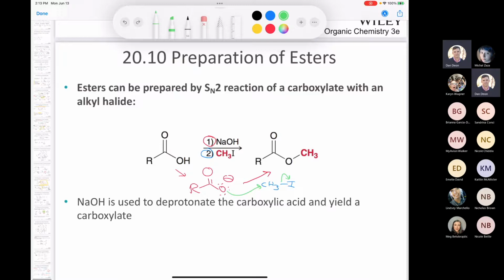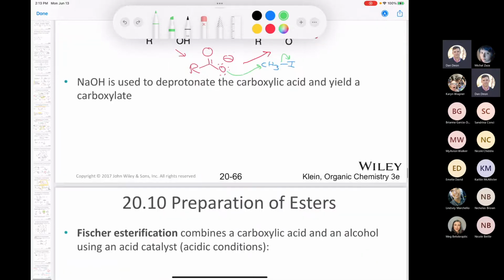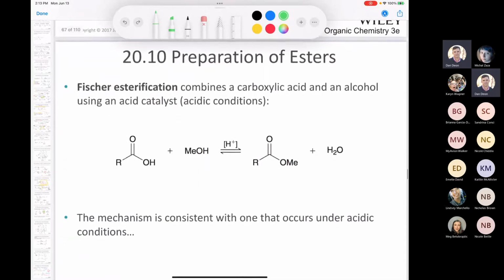However, there is another way that's very important for organic chemists to know, and that is the Fischer Esterification, one of the most important reactions in organic chemistry. I'm going to highlight the mechanism down here. You need to know the mechanism of Fischer Esterification. Any kind of standardized exam in chemistry loves to ask questions about Fischer Esterification.